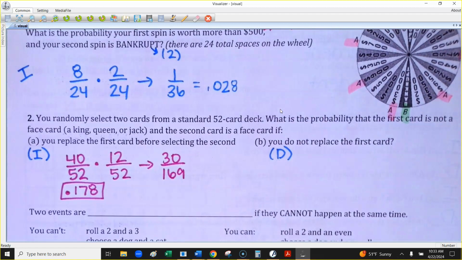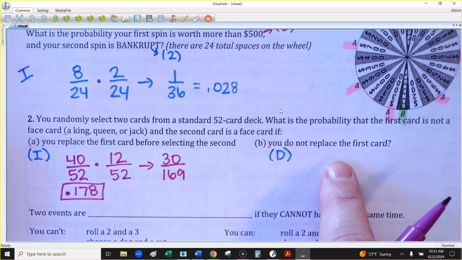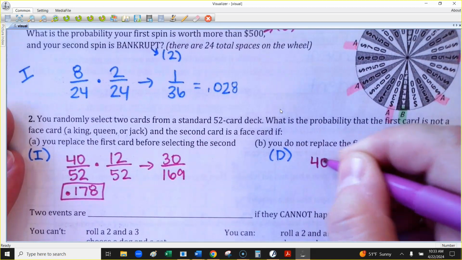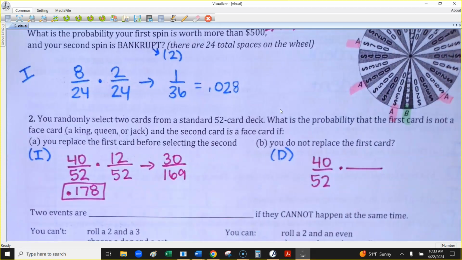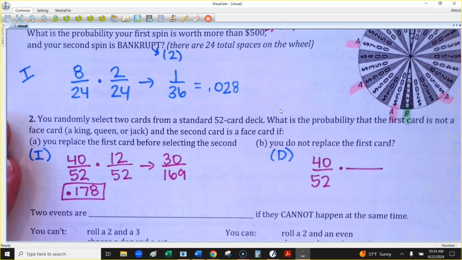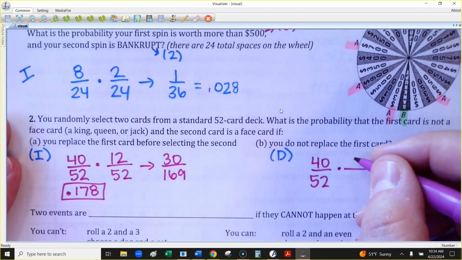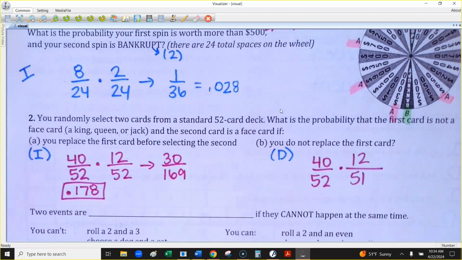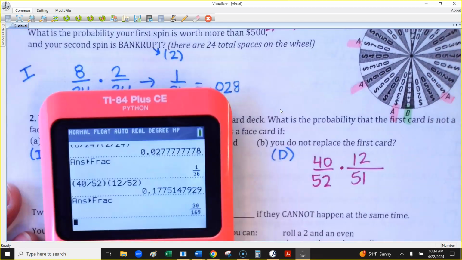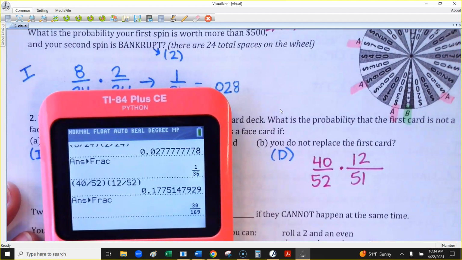Now, if I don't replace the first card, it would still be 40 out of 52. So I'm going to assume that I drew like a 3 or whatever. I did not draw a face card. What would the second fraction be if I hold out the card that I drew? What would you put on the top? It would just change the bottom to 51. You're still assuming all the face cards are there. So you'd have 4 kings, 4 queens, 4 jacks. And we're going to do, oops, sorry, I'm going to use my parentheses keys here.